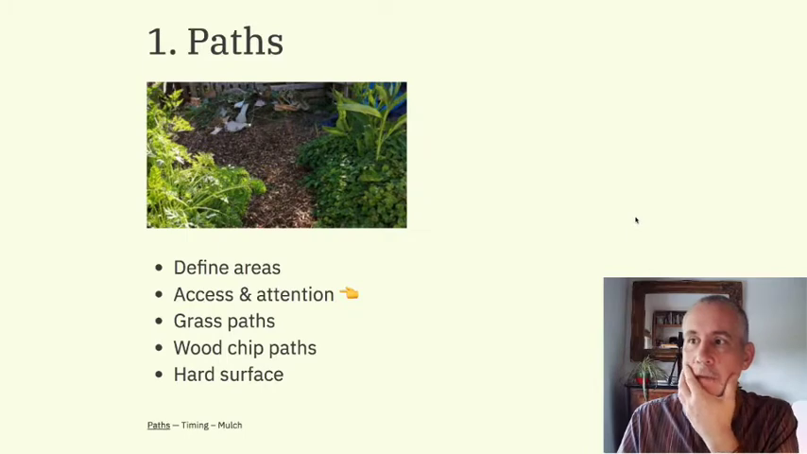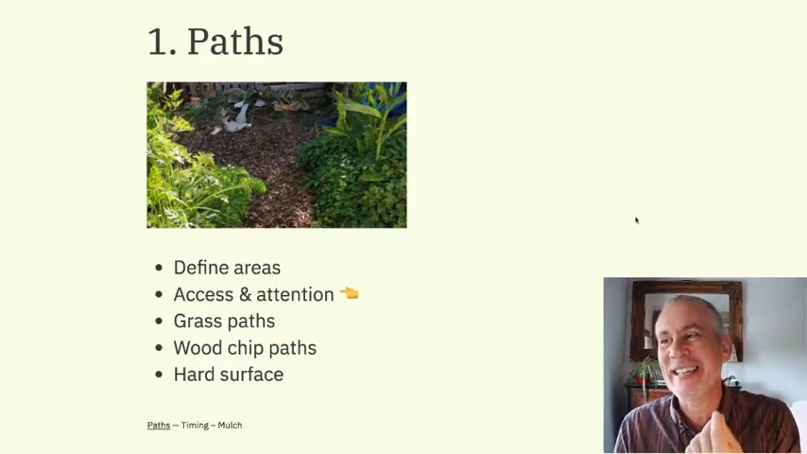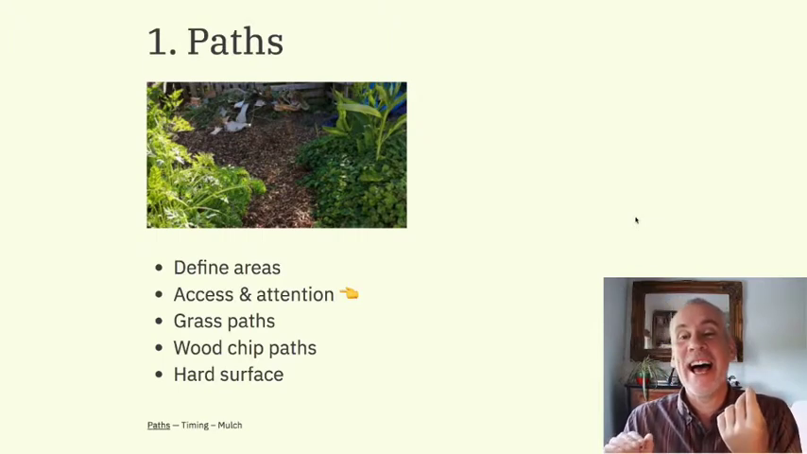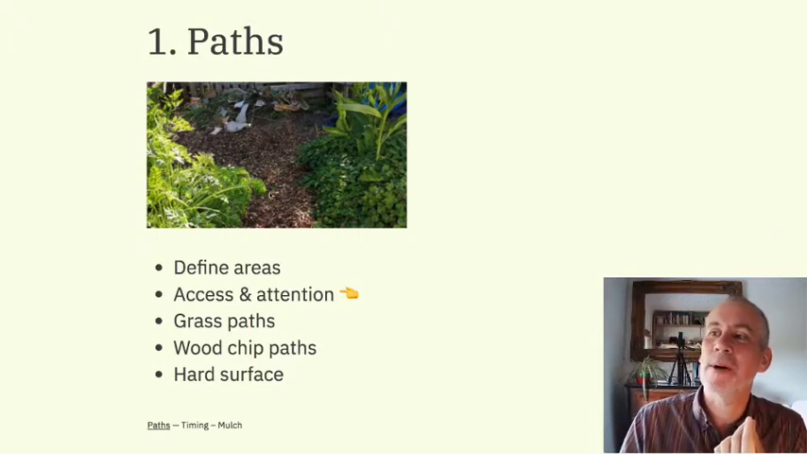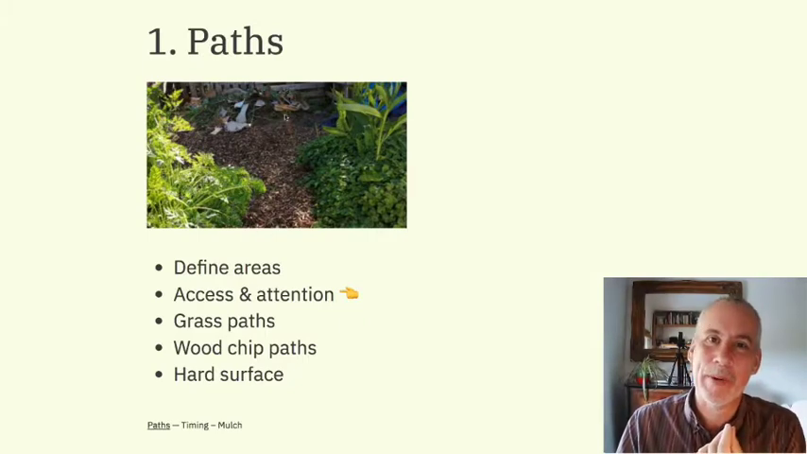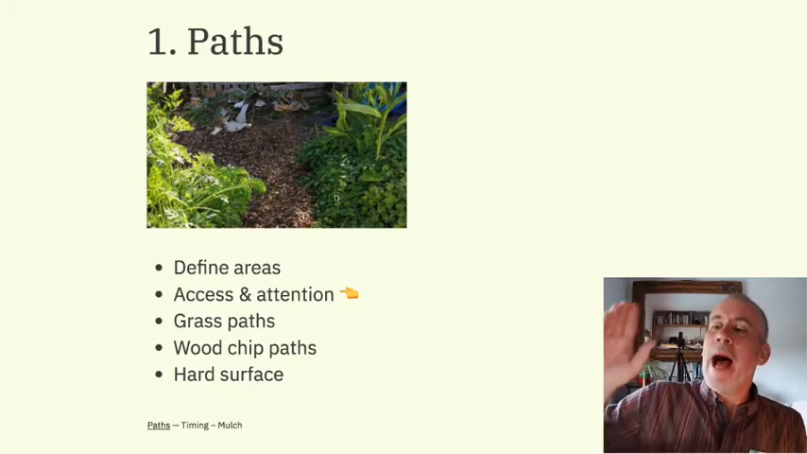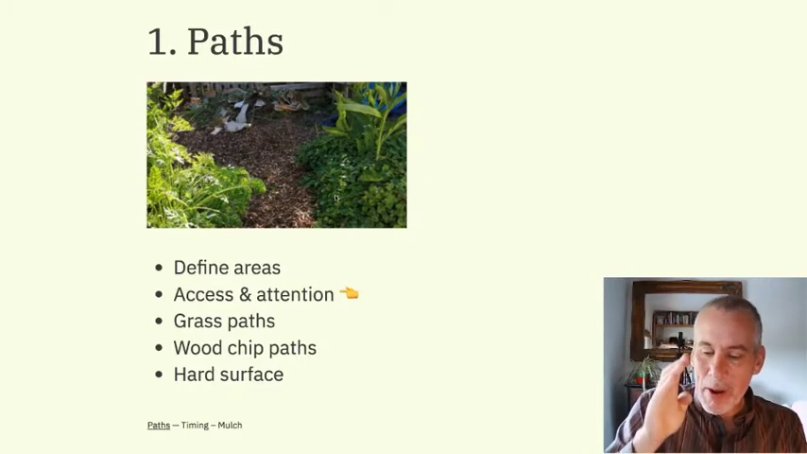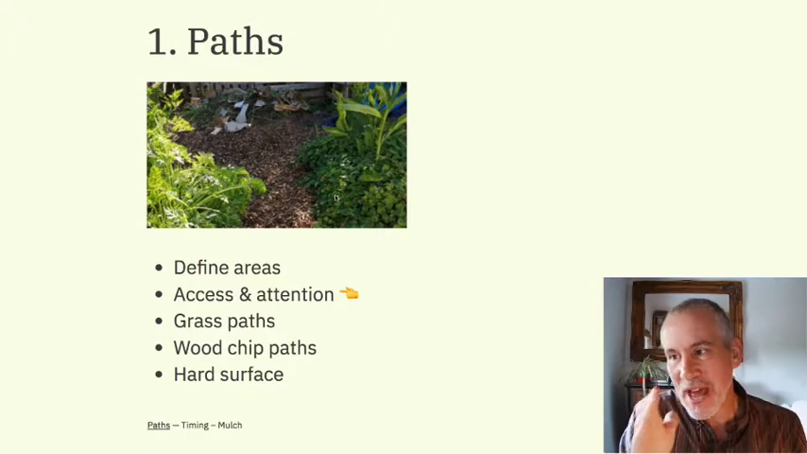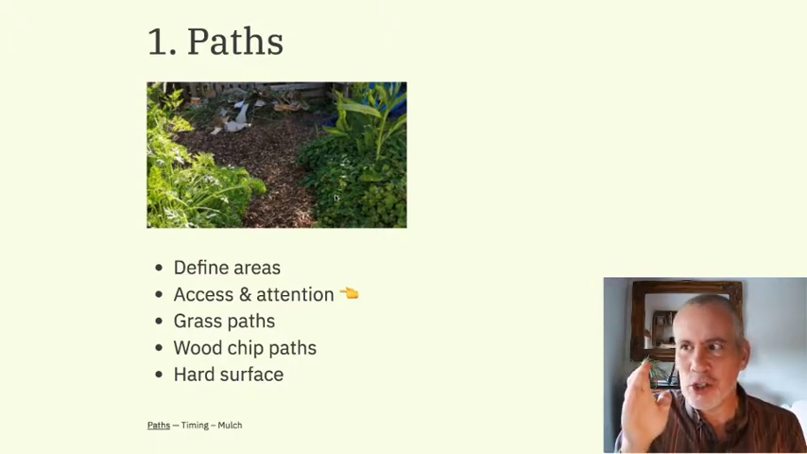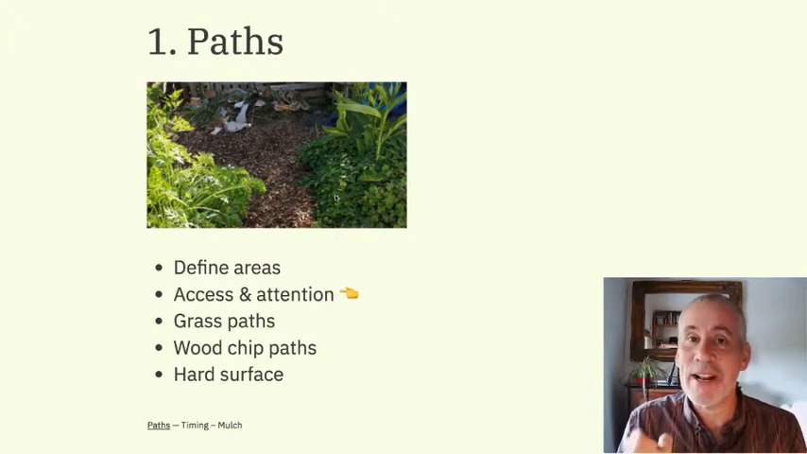And first and foremost, it sounds silly, but really it's about access and attention. This is a wood chip mulch path leading to a compost bay, with a gooseberry and a comfrey here and some carrots on the left-hand side. If you've got a path into an area, then that makes it easier to go into that area. That sounds really obvious, but it is really important.